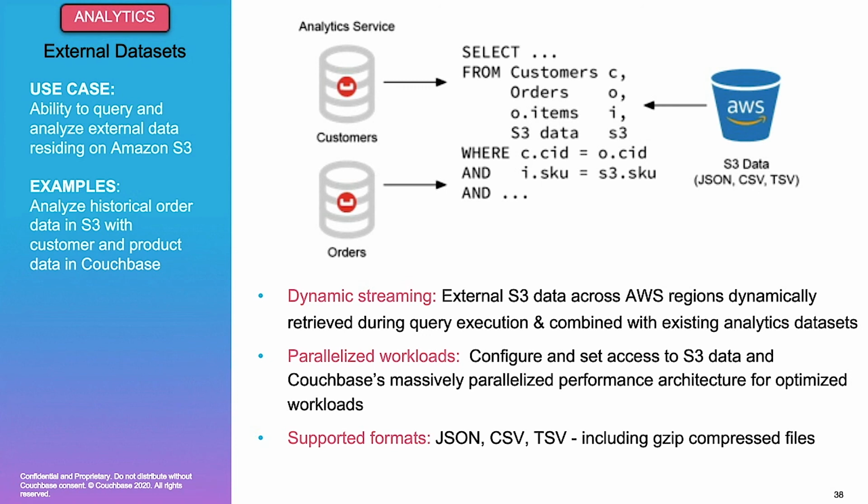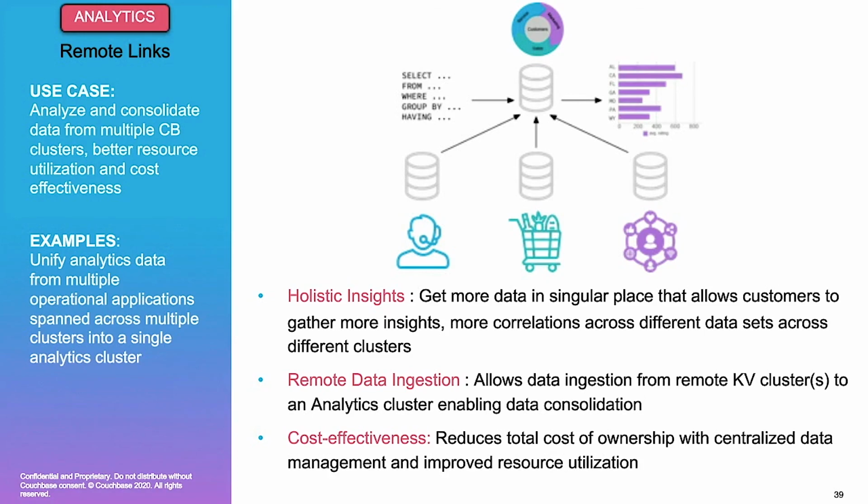The other feature I want to talk about is called remote links. Prior to Couchbase 6.6, we could only do the analytics service within a particular cluster. So our customers wanted the ability to analyze data from their multiple clusters, across multiple Couchbase clusters, so they can get all the analytics in one place. And there was a cost effectiveness argument, a TCO argument, and a better resource utilization to help unify this data from multiple sources.